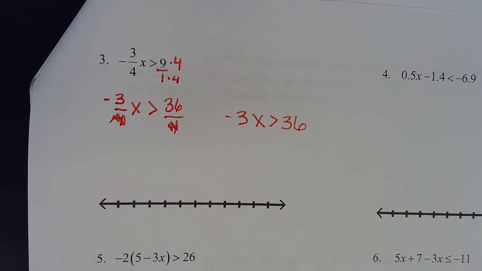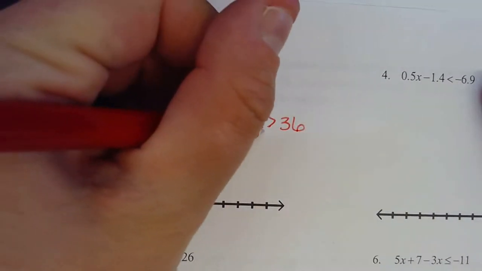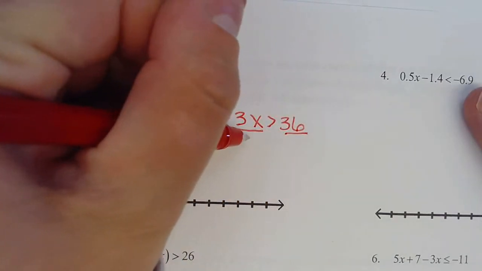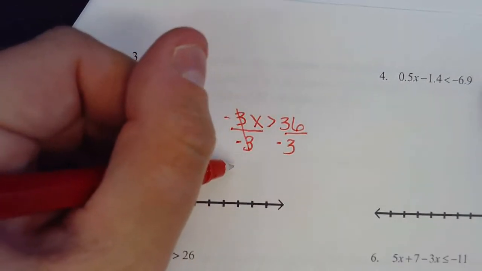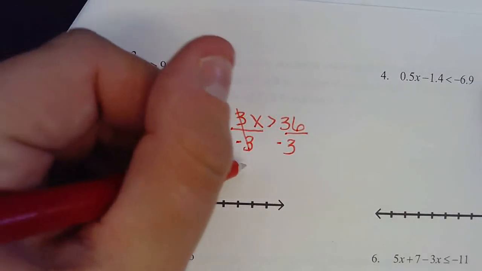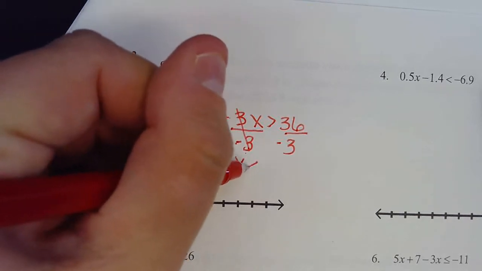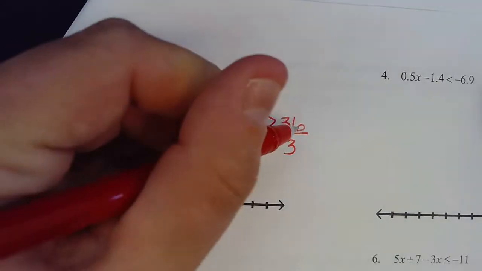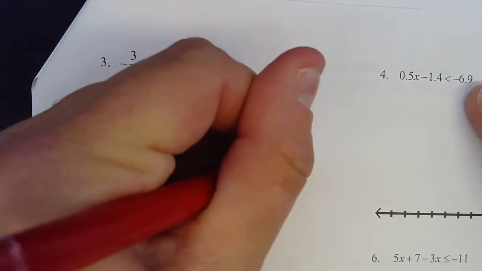Okay, now what do I do? I can't graph it yet because I don't have x by itself. Okay, divide by negative 3. Do I flip my inequality or leave it alone? Flip it, because you said divide by negative 3. So we flip the inequality because we're dividing by a negative. 36 divided by negative 3 is negative 12.